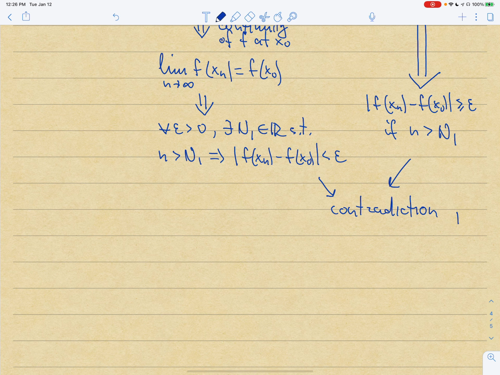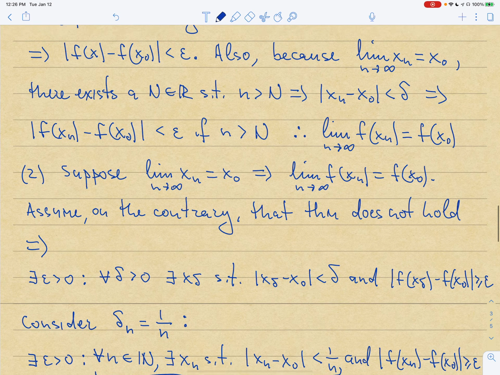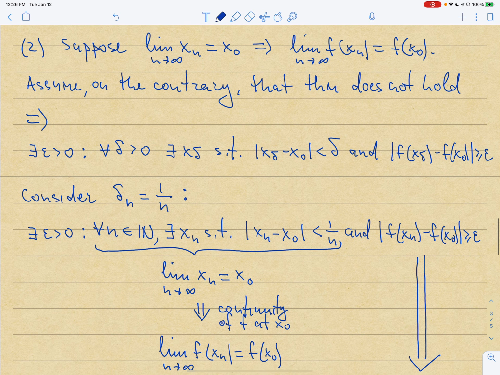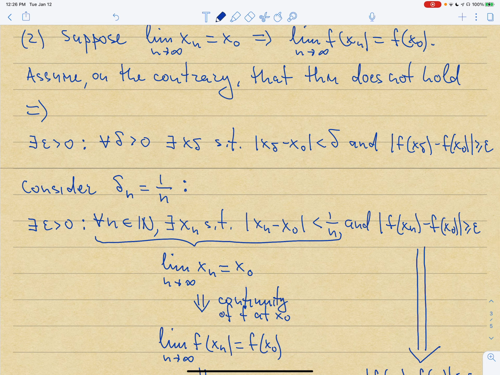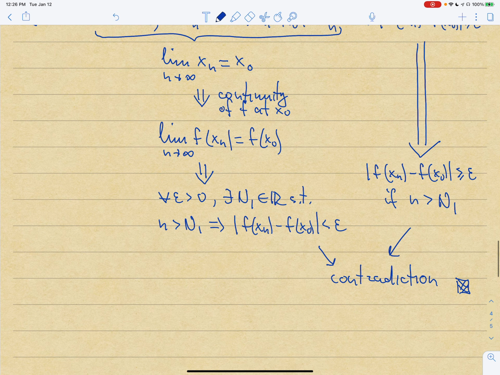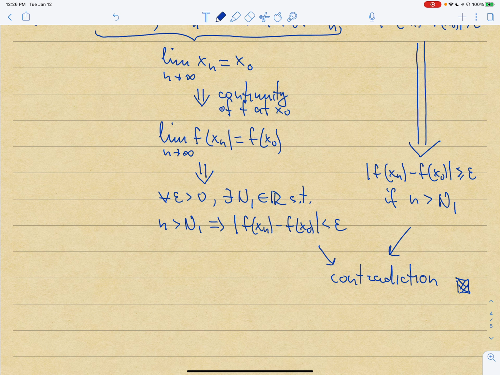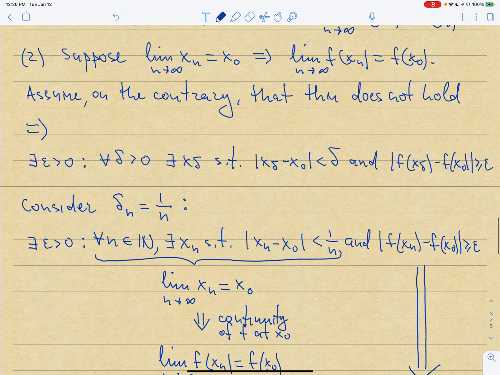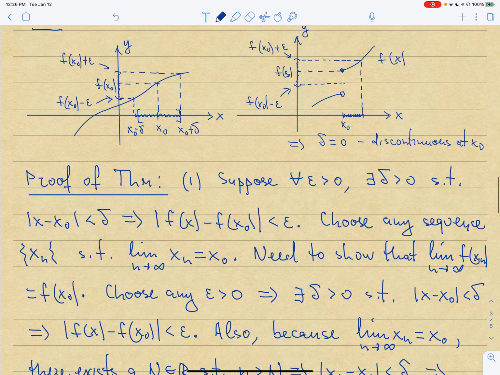And so we're done. Then the contrapositive that we assumed to hold in the beginning is not going to hold, so that means that the condition, our conclusion, actually holds. So therefore, the summary of this is that we now have two definitions of continuity.